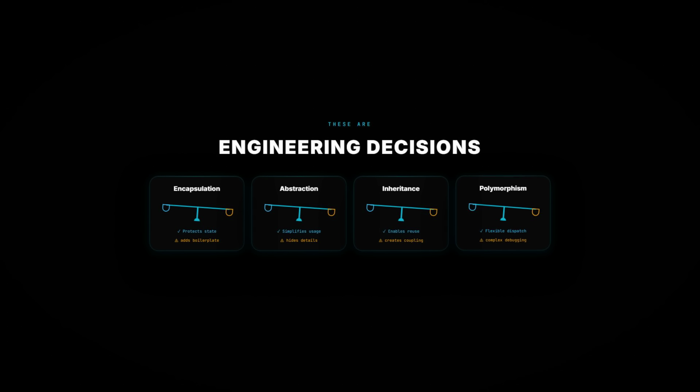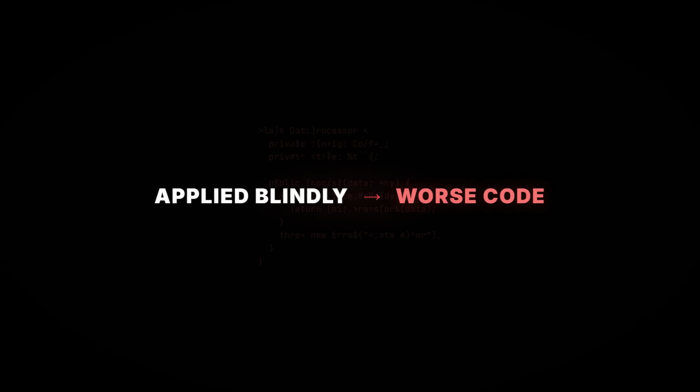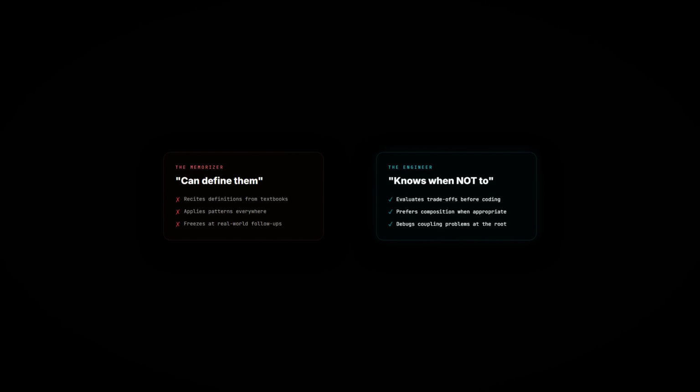These principles are engineering decisions. Each one exists to solve a specific problem. Each one comes with trade-offs. And if you apply them blindly, they can make your code worse instead of better. The difference between a developer who memorized the 4 pillars and one who truly understands them isn't whether they can define them, it's whether they know when to use them and when not to.